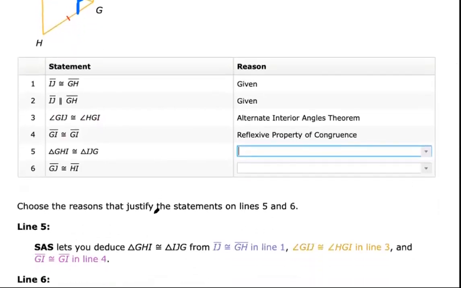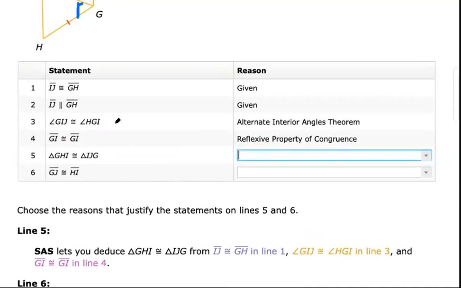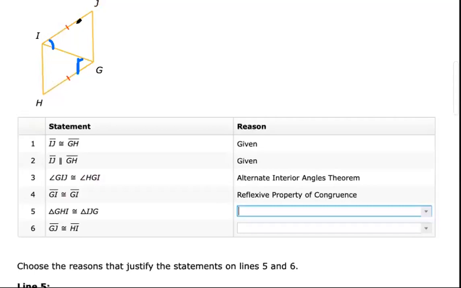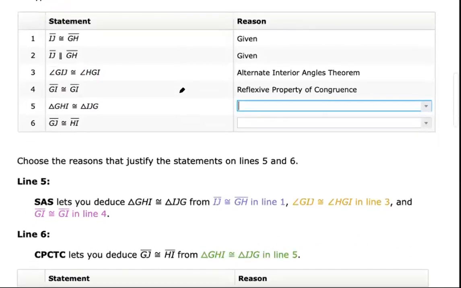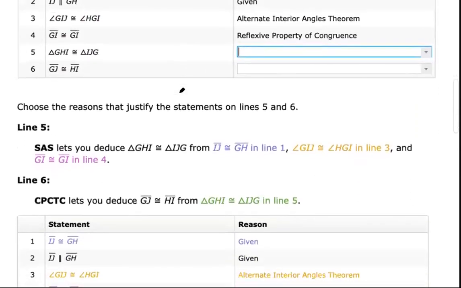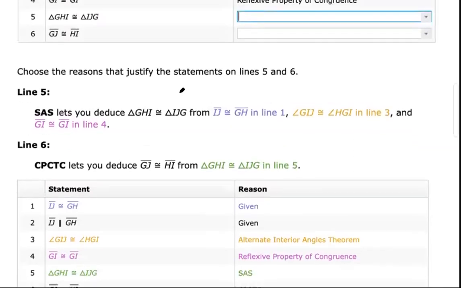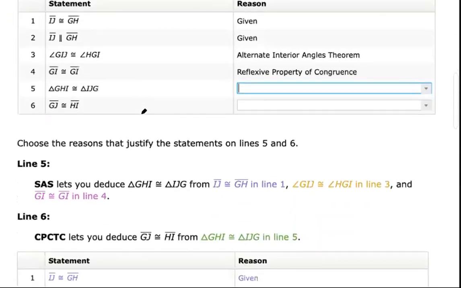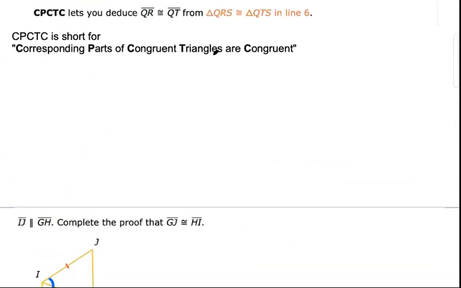Okay, so that's going to be side, angle, side, based off that information in line 3 right there. And then what they gave us before, the 2 outside sides right there are going to be congruent. So that's side, angle, side. All right, then lastly, CPCTC is going to be the last one. So GJ and HI are going to be congruent because of the corresponding parts of congruent triangles are congruent.